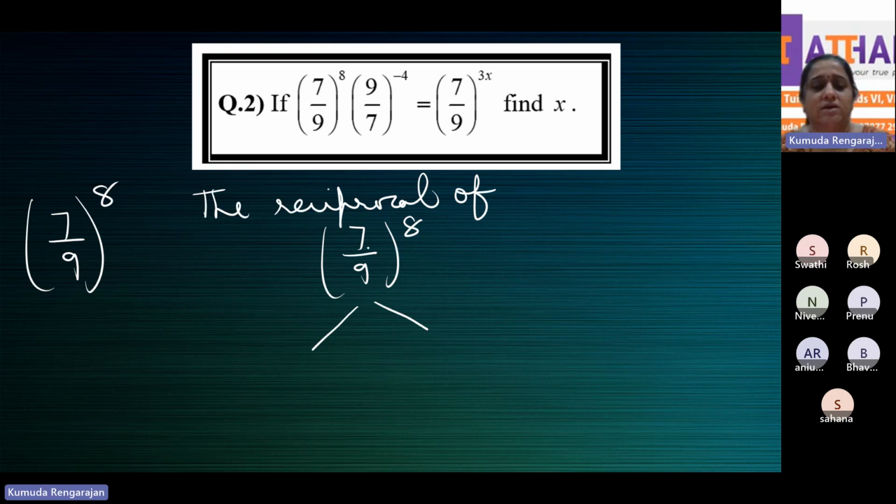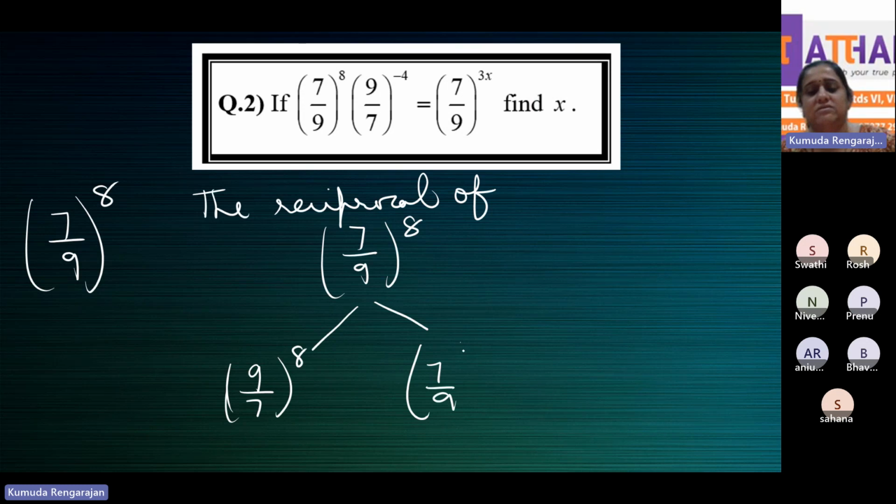Which means, supposing I write 7 by 9 as 9 by 7. That is, I've taken the reciprocal of the base. And actually, I should write the negative of the power. No, I write the power as it is. That means this is the reciprocal, not equivalent. The other way is, I don't write the reciprocal of the base. I write the base as it is. Then I write +8 as -8. That is if I do only one of the two changes.